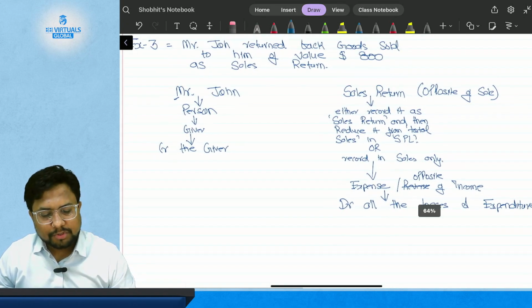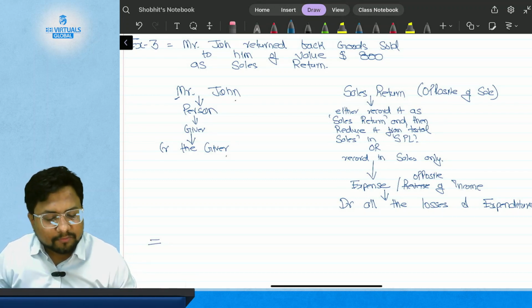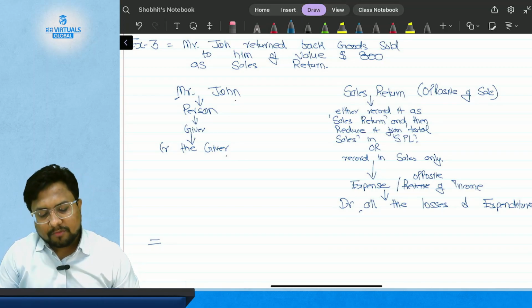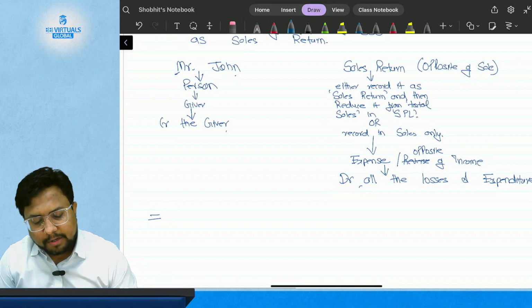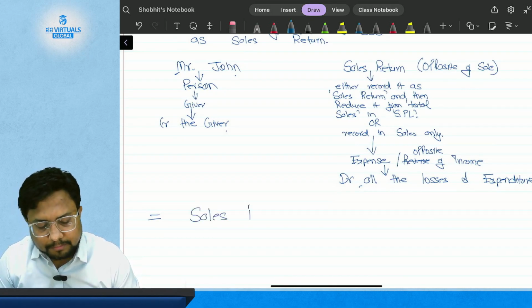Now it comes to the journal entry. So what will be my journal entry? First is credit the giver, and second is debit the losses. So what will I do first? I will do the debit entry. So my debit will be sales return account.